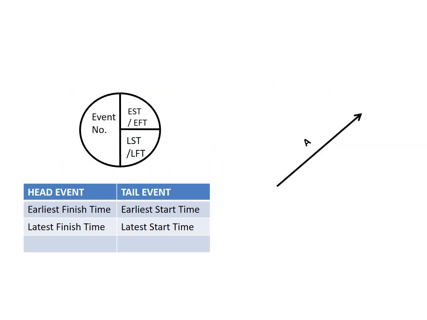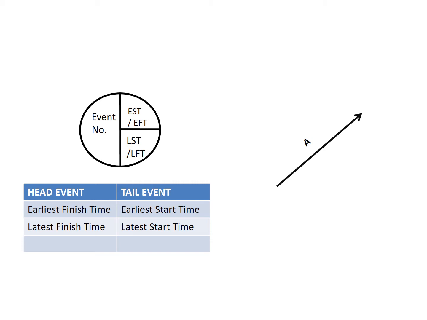Essentially, in a nutshell, an event is circular with the event number, then the earliest start time or earliest finish time on the top right quadrant, and latest start time or the latest finish time on the bottom right quadrant. The difference between the earliest finish time and earliest start time depends where you're looking at an event.